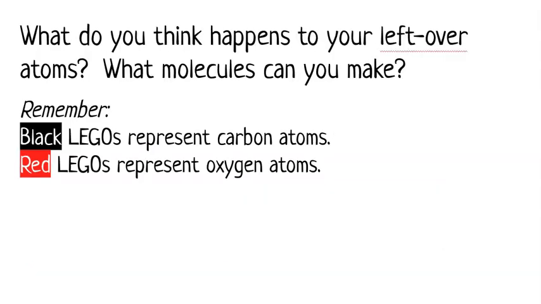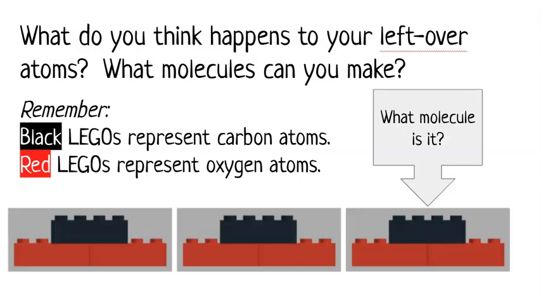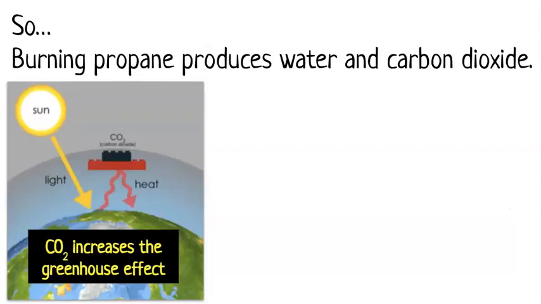So what happens now with what we have left over? So we've got blacks and reds, right? We've got some carbons and we've got some oxygens. And as you might have guessed, based on what we're talking about, carbon dioxide is what's going to be built. So here is an example of carbon dioxide molecules using the Legos, and you should have been able to build 3 of them.